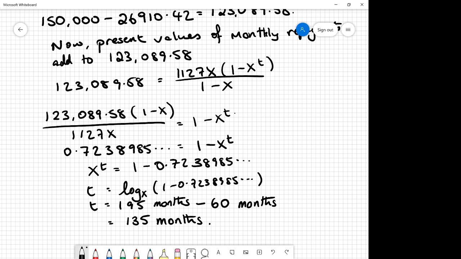The 60 months at the end is coming from the fact that it's 195 months from the day that the loan is taken out. The question was asked, how many months after the 40,000 is paid back does it take? So we're going 60 months in, and because it took 195 months in total, it was 135 months after that 60. Because we're looking at how many months it is after the 5-year mark rather than after the day the loan was taken out.